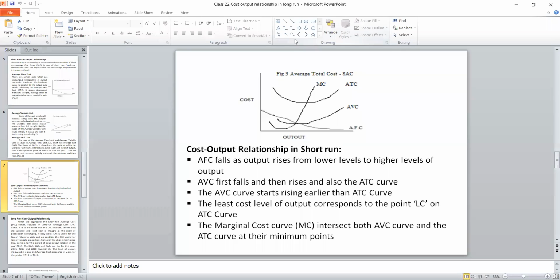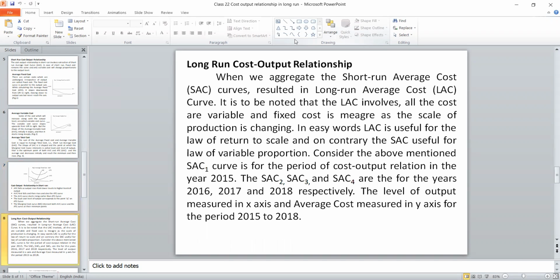In this diagram, ATC is there. Now that ATC is called SAC1 for 2015. Consider that for that particular year we have calculated the average total cost. It is called SAC1. Likewise, for each and every year: for 2016 it is SAC2, for 2017 it is SAC3, for 2018 it is SAC4. Suppose we aggregate these short run average cost curves for 5 years, then it will become long run. So now we are able to decide what the cost output relation is in the long run. So the aggregation of short run average cost curves for a few years will become the long run average cost curve.